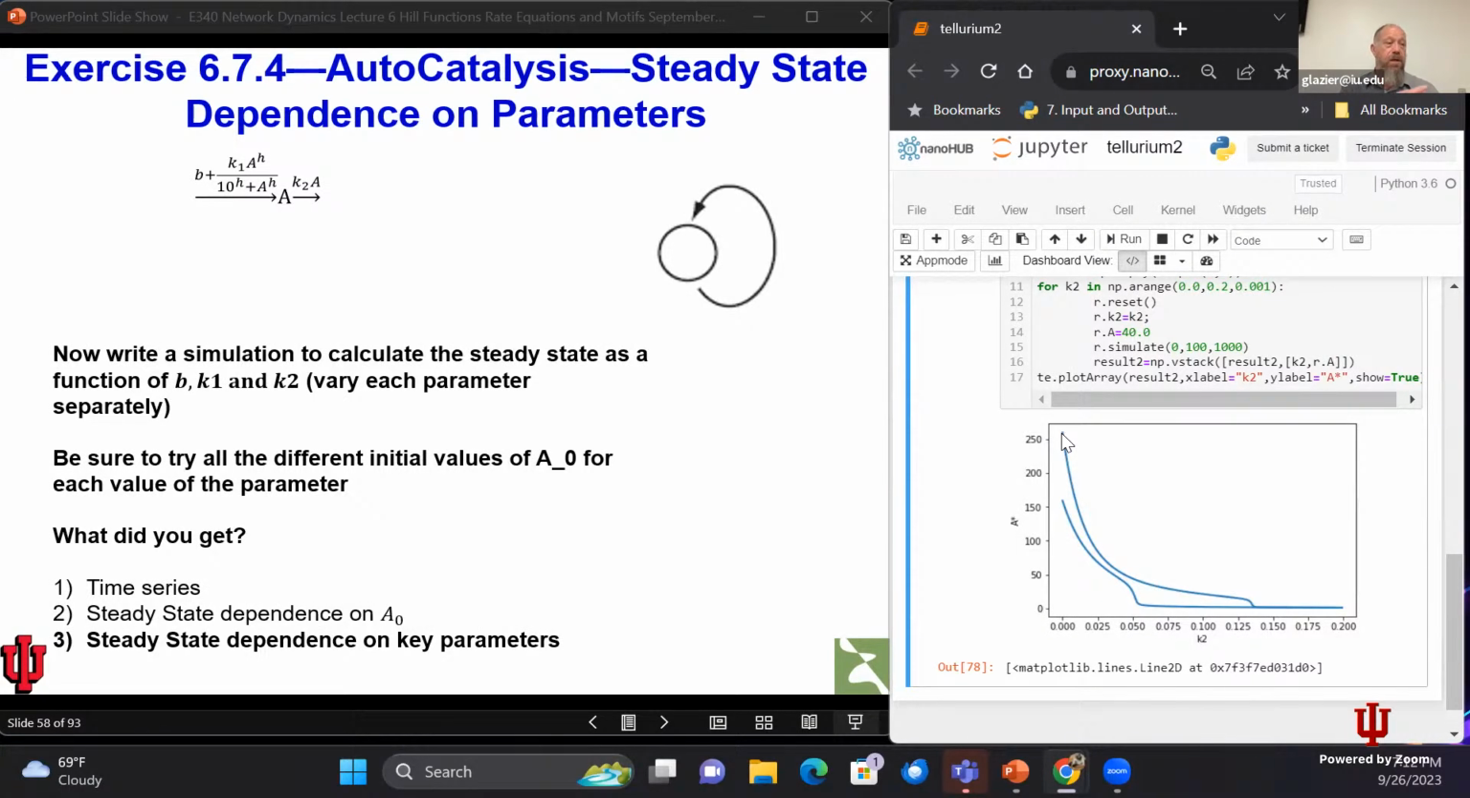So this actually blows up when K2 is 0. When K2 is very small, I get a lot of A star. Regardless, I have two levels, but they're both high. At a threshold of 0.05, I see my lower value of A switches to 0. It saturates at 0. It locks down to 0. My upper value stays positive until a value of K2 of about 0.13, at which point it shuts down as well.